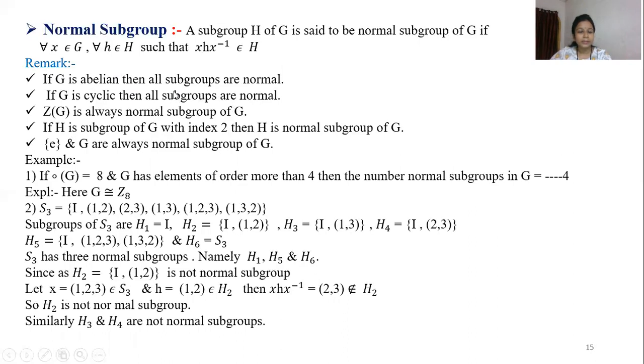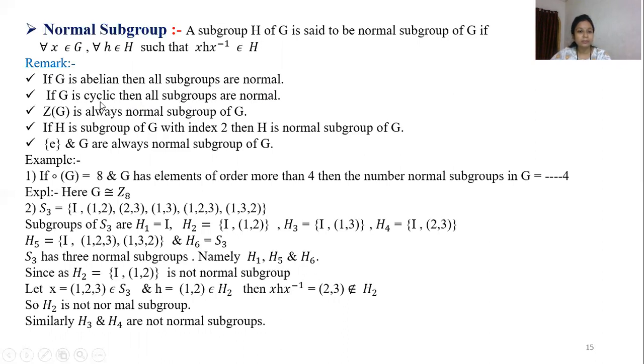If group G is abelian, then all subgroups are normal. Suppose I have a group G which is abelian and a subgroup, and I want to check whether it is normal or not, I simply use this property. If the group is abelian, each and every subgroup is normal. Similarly, if the group G is cyclic, then each and every subgroup is normal. Why? Because every cyclic group is abelian, but an abelian group need not be cyclic.